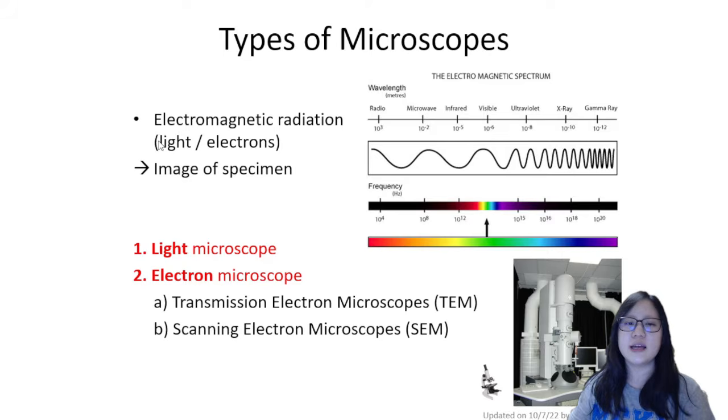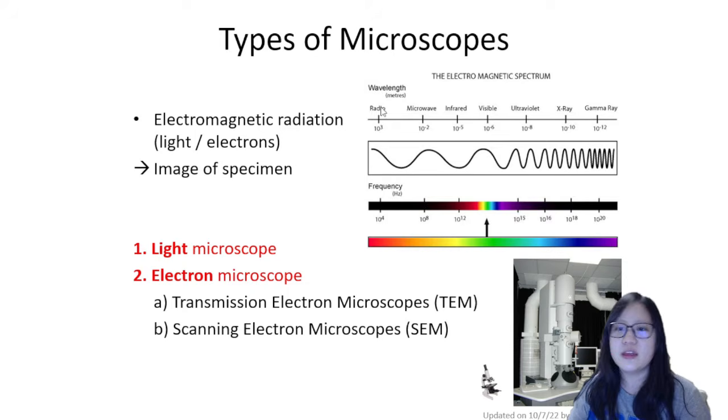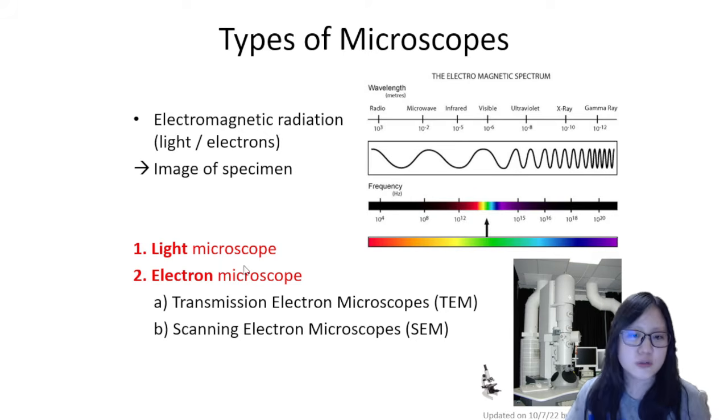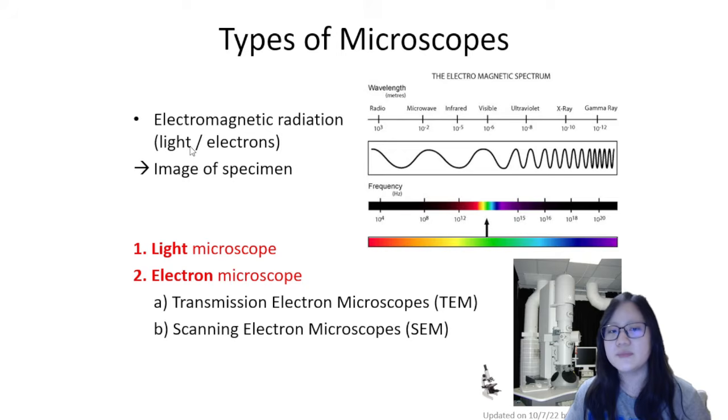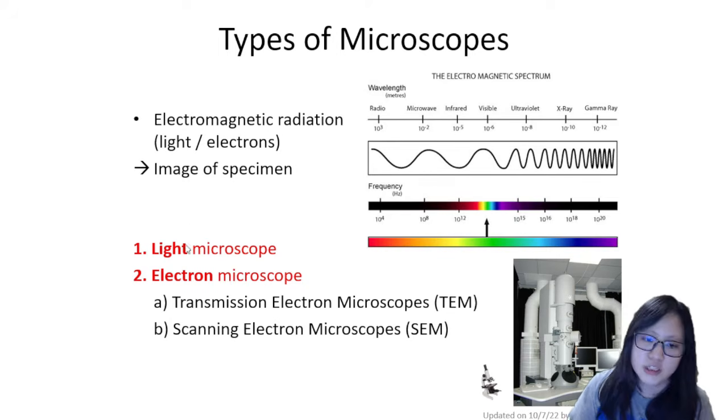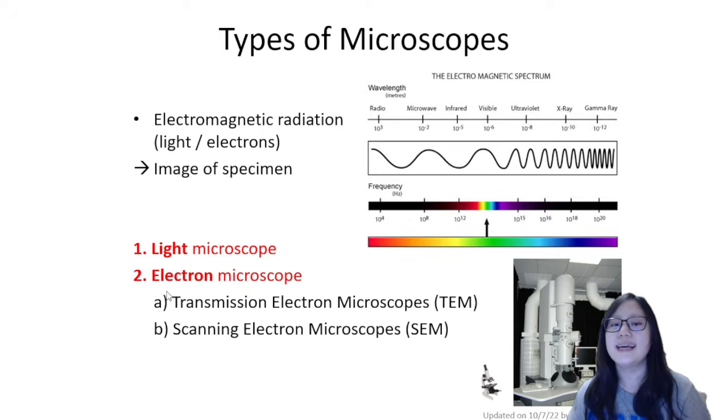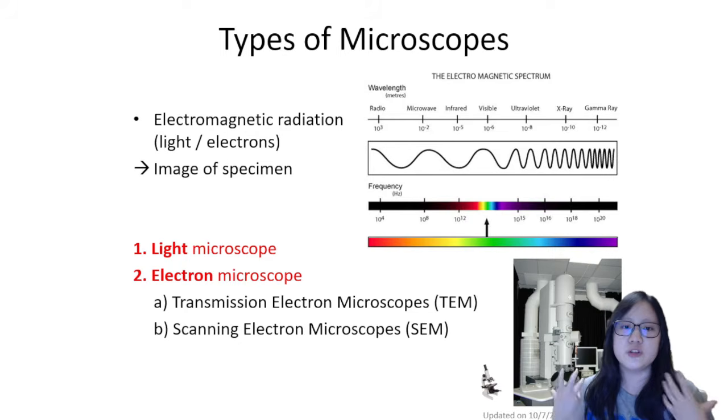Now, first you must understand that electromagnetic radiation would be involved here. There is the electromagnetic spectrum, which means that there is a range of different wavelengths that can be involved in making microscopes. And in the case of the microscopes we'll learn about, that will be the light microscope, which uses visible light as a source of electromagnetic radiation, and there's the electron microscopes, which use electrons and how it reflects off different specimens to visualize the image of a particular specimen under the microscope.